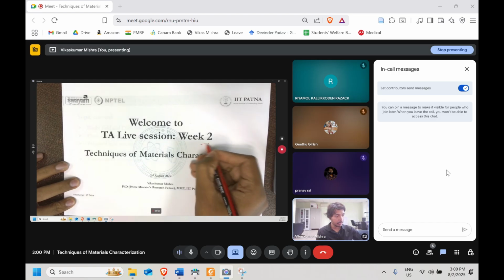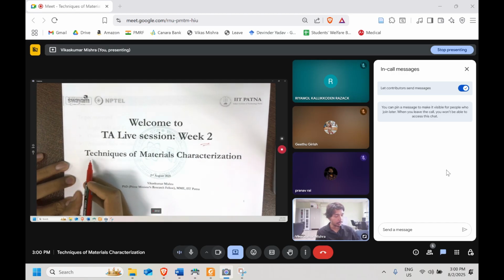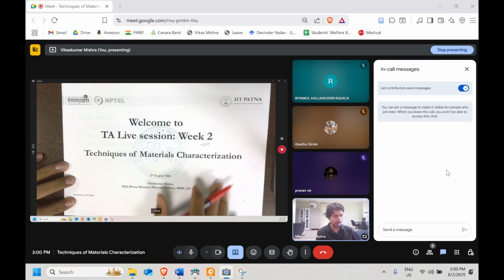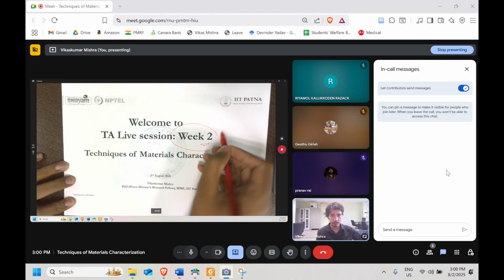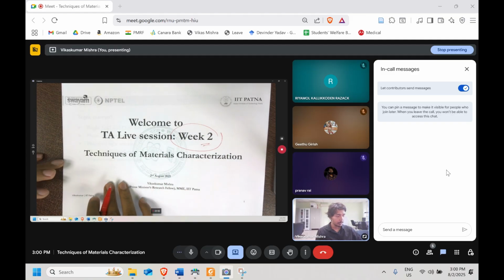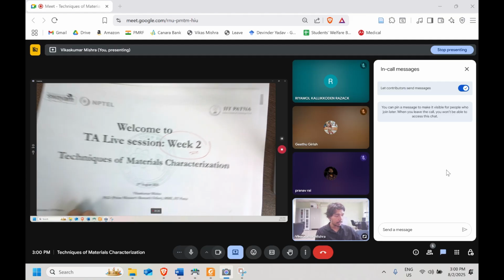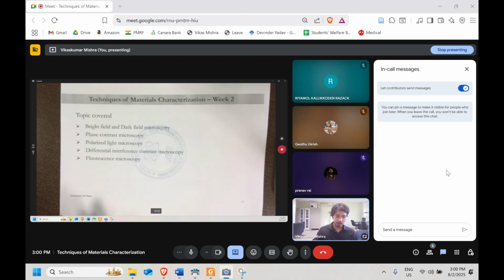So right now we are in the course Technique of Material Characterizations, and currently we are in week 2 of it. So let's see what are the things that have been covered in week 2.